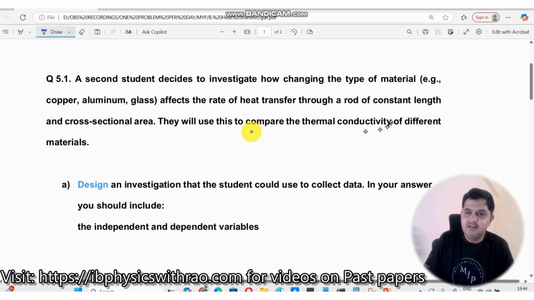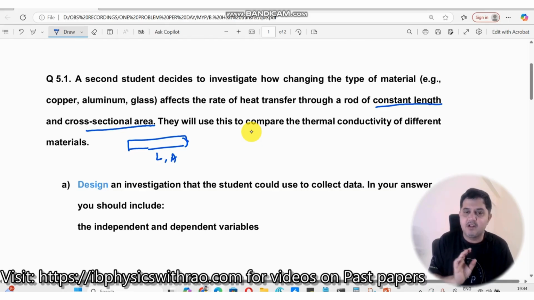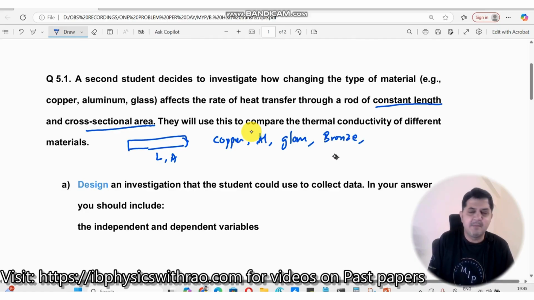So we have said the rod of constant length is not changing, and the cross-sectional area is not changing. This will be used to compare the thermal conductivity of different materials. That's what we are going to look at. We will take a rod of given length and cross-sectional area, which will be the same for all rods. For example, we will take copper, aluminium, glass, bronze, silver, and iron.